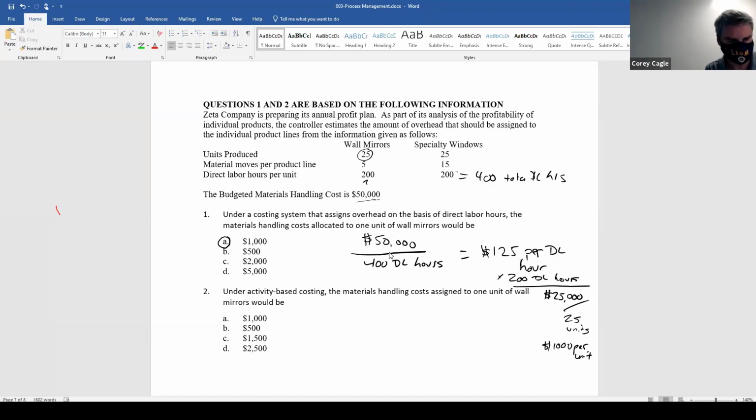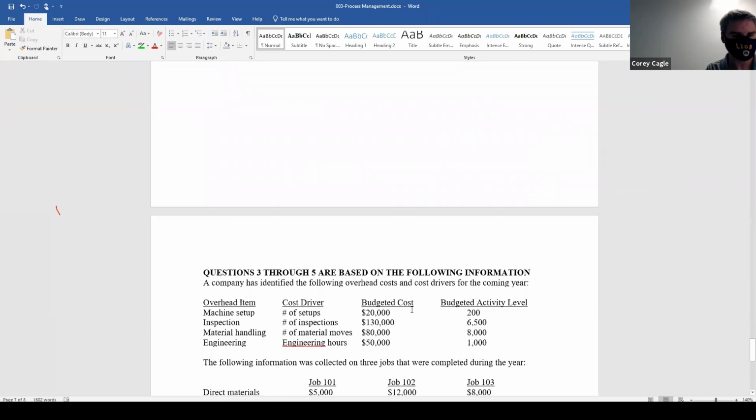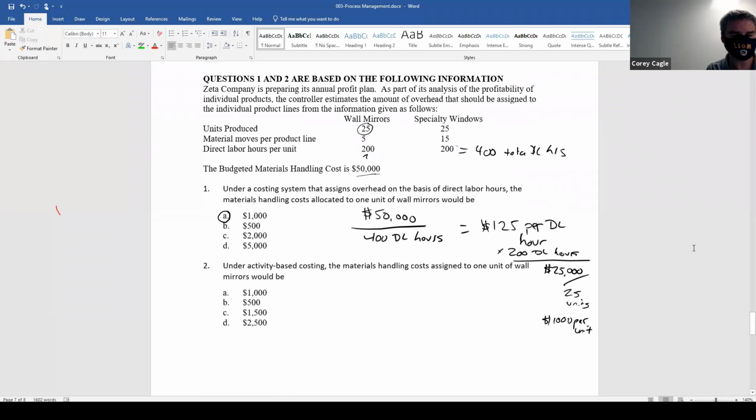Now, part 2 is going to make the point. They're not making us do multiple rates with this one. That's this one. But part 2 is making the point: this is not the best cost driver for materials handling cost. Direct labor hours isn't really capturing a cause and effect relationship here, right?